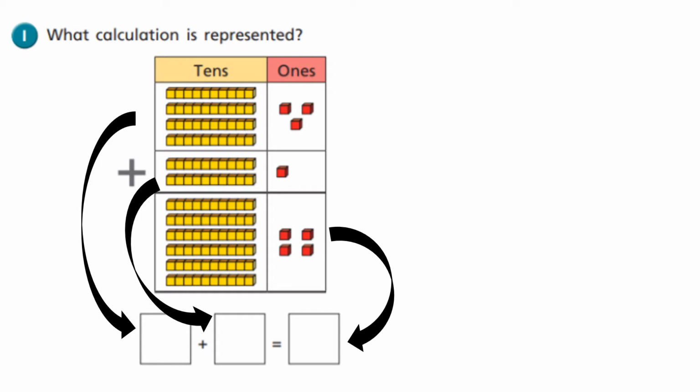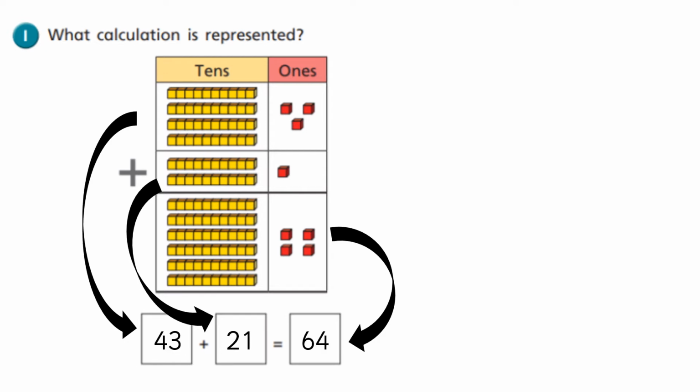So if we look, the top number, I've got 10, 20, 30, 40, 41, 42, 43. So I should have 43 here. The second addend, I've got 10, 20, 21. So I should have 21 here. When I add them all together, I've got 10, 20, 30, 40, 50, 60, 61, 62, 63, 64. So that is what you should have on your worksheet. Give yourself a tick if you got that right. If you didn't get it right, pause it and recount the deans.